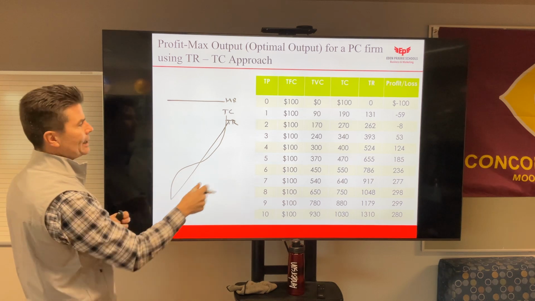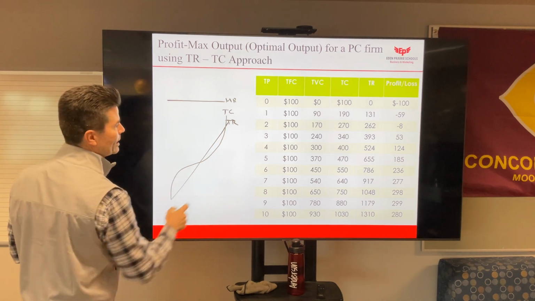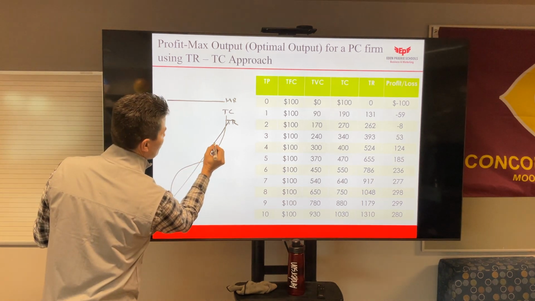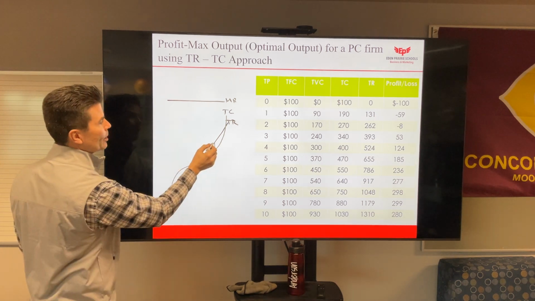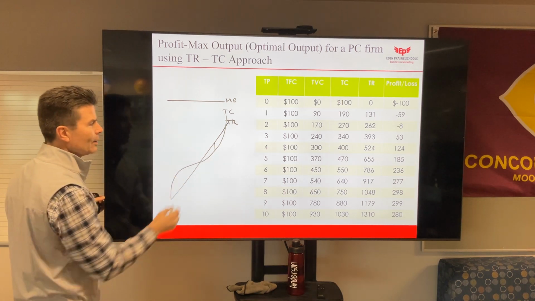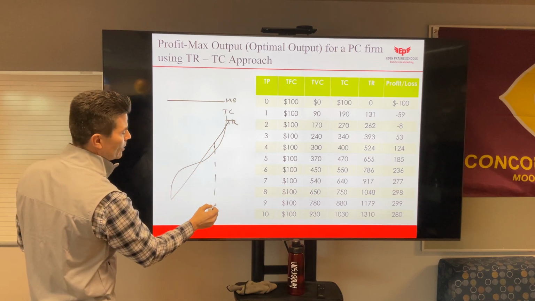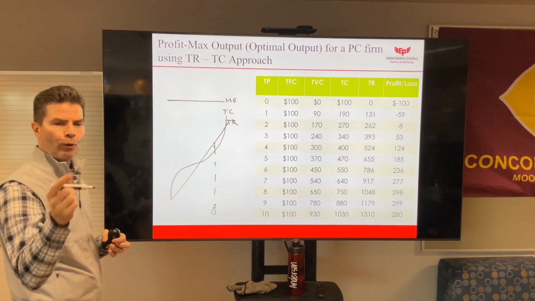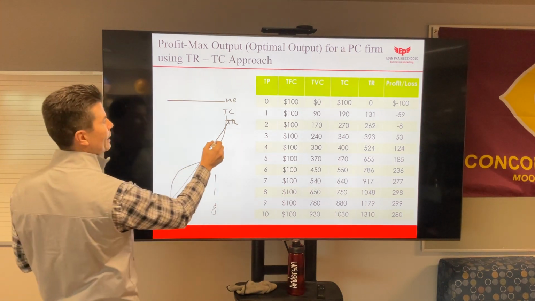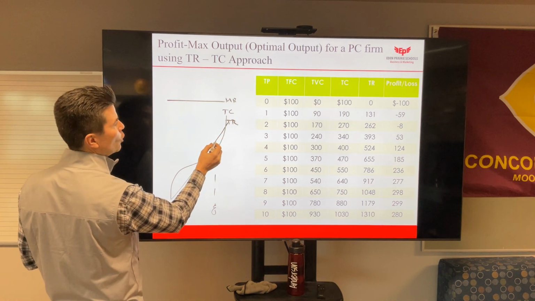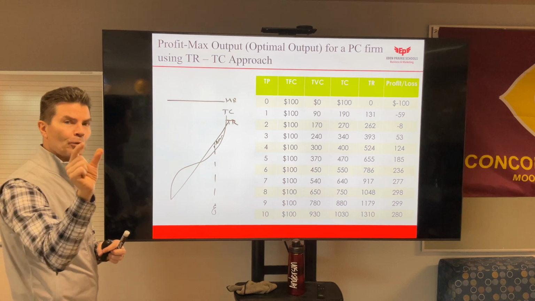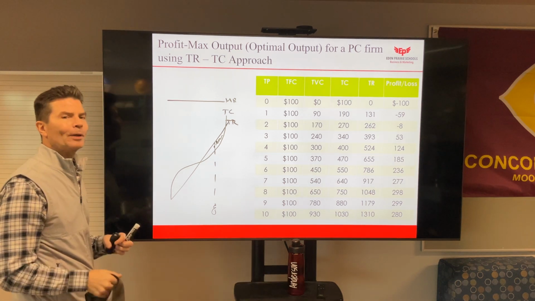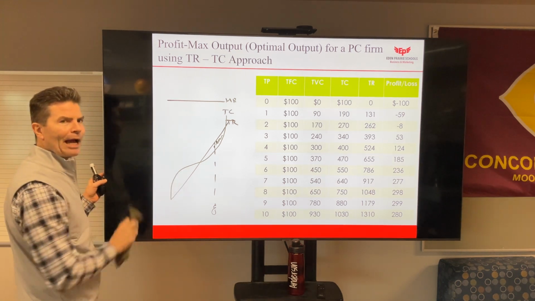And if you want to find out graphically where this quantity 9 is, wherever the greatest difference is between total revenue and total cost, that would be my optimal quantity for the firm. And then if we go beyond that, my total profit gets less and less and less because the difference between total revenue and total cost is shrinking. All right, so that's graphically how to do this.